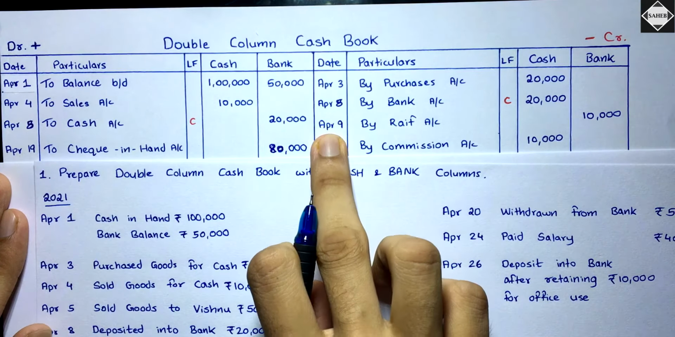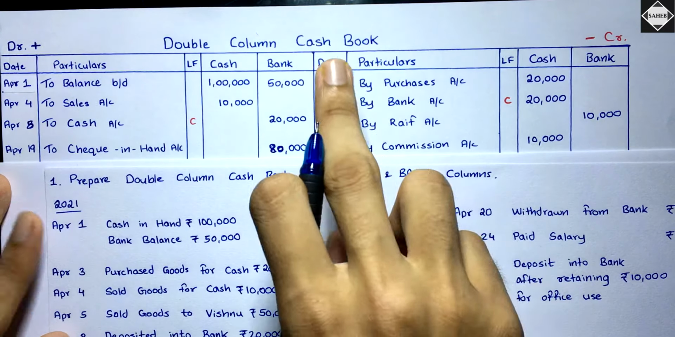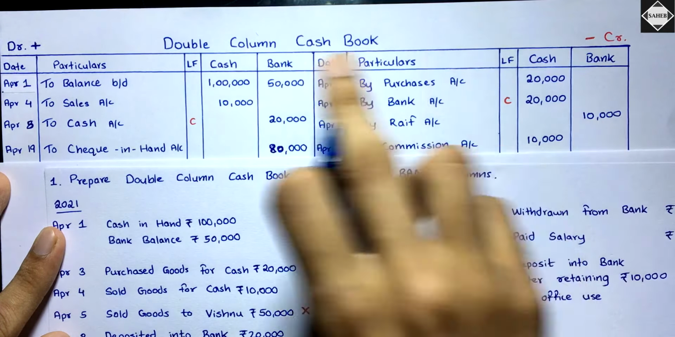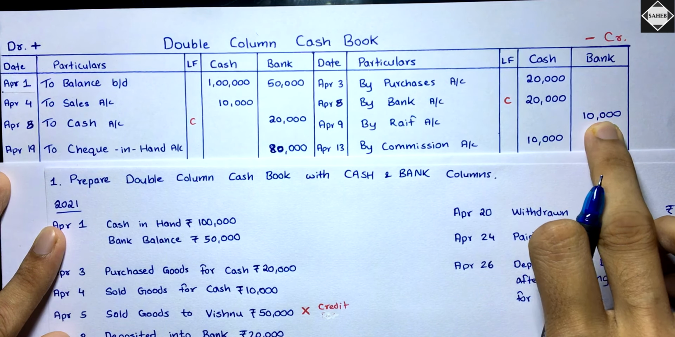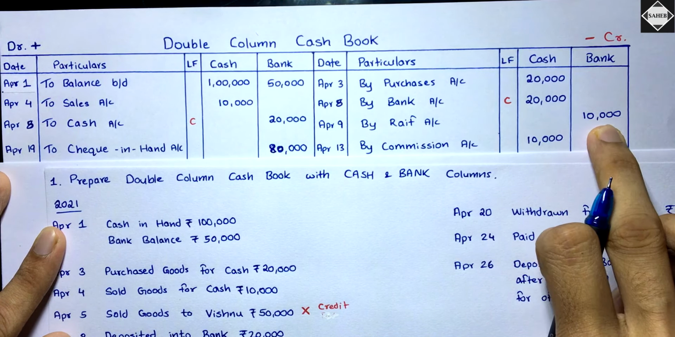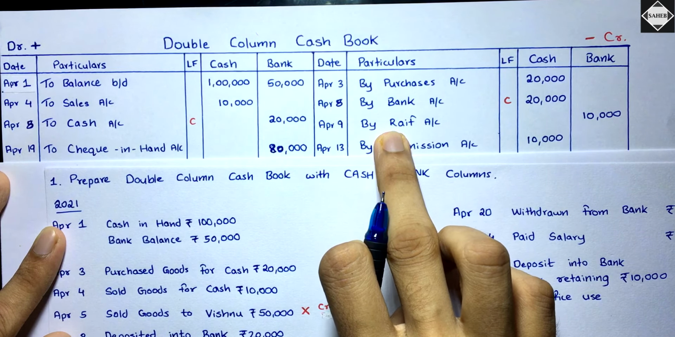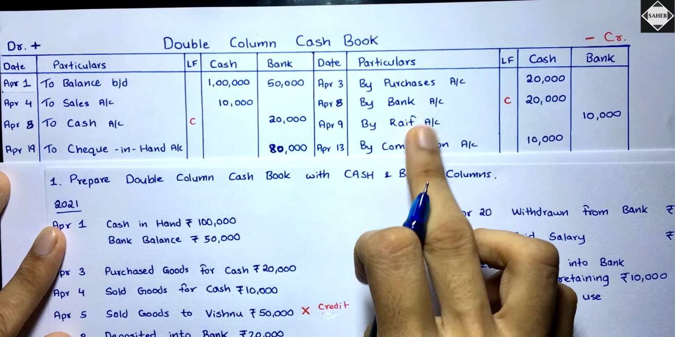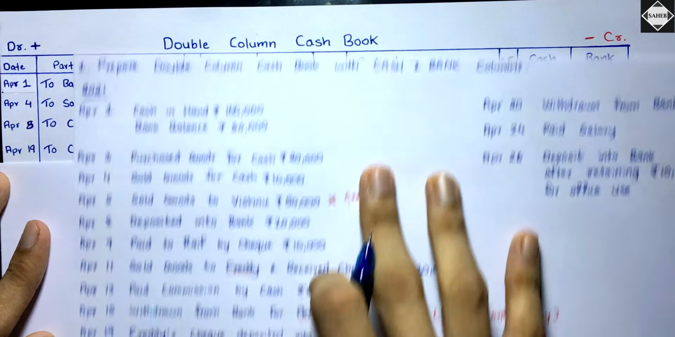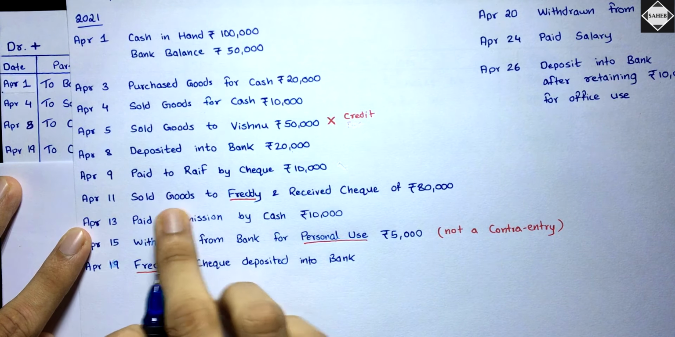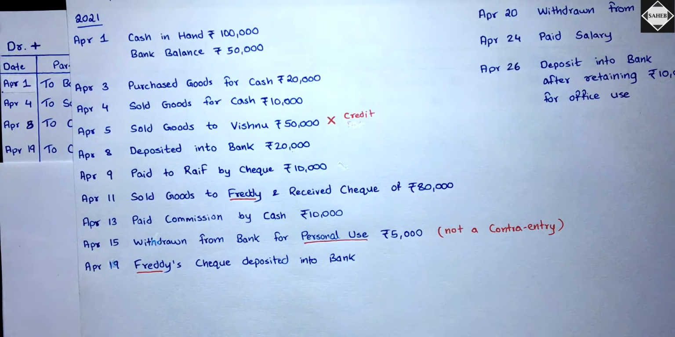See here, on April 9th, what has happened? Your bank balance has decreased. Credit the bank account. Write the amount in the bank column, 10,000. Bank balance has been decreased. Credit, because you have given the check to Raif. You have made the payment to Raif by Raif account. This has happened on April 9th. Fine, you got this. Next transaction, April 11th, sold goods to Freddy and received check of 80,000.